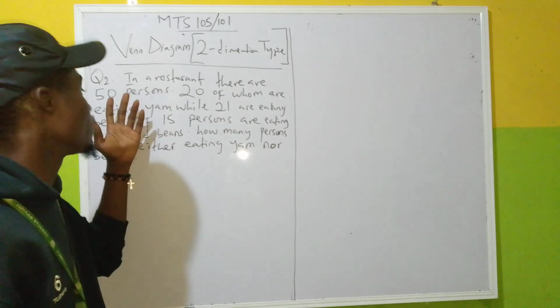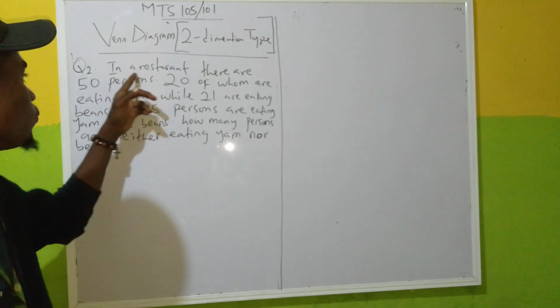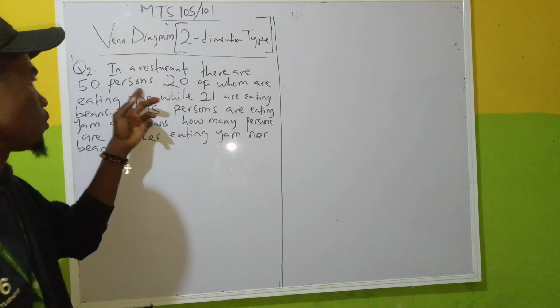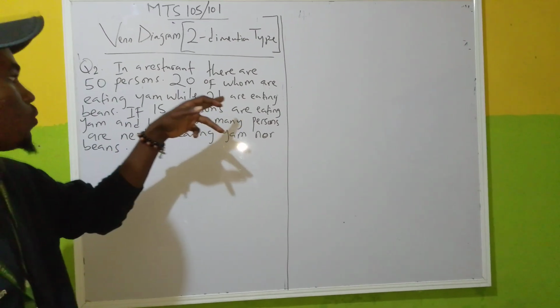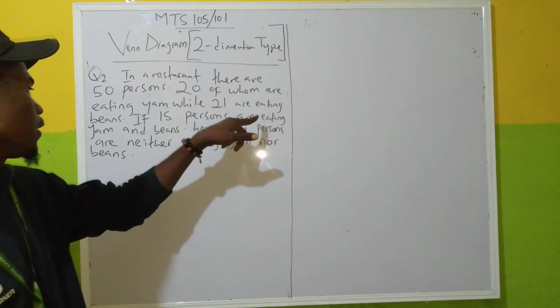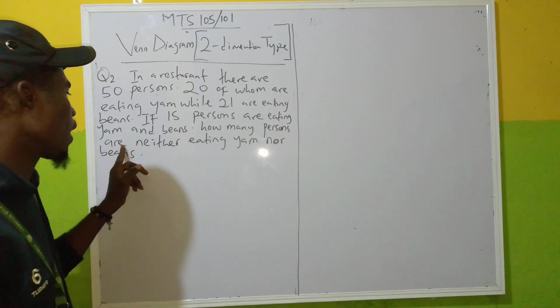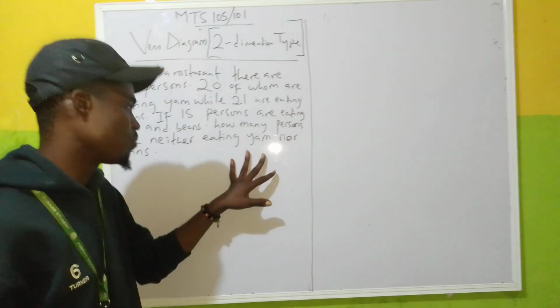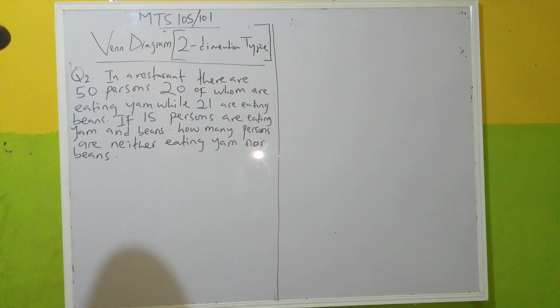Alright, so this is the next question. Question 2 on this Venn diagram of two dimensional. In a restaurant, there are 50 persons, 20 of whom are eating yam, while 21 are eating beans. If 15 persons are eating yam and beans, how many persons are neither eating yam nor beans? So let's get started.